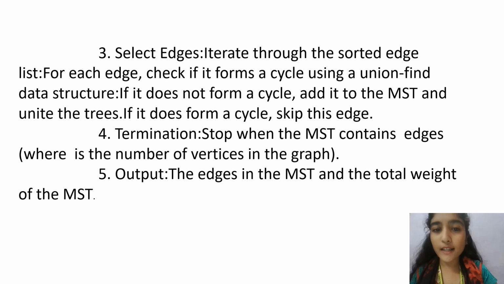The third step is select edges. Iterate through the sorted edge list. For each edge, check if it forms a cycle using a union-find data structure. If it does not form a cycle, then add it to the MST. If it forms a cycle, skip the edge. Here we can observe clearly this very important point. If it does not form a cycle, we add it to the MST. If it forms a cycle, then we skip it. The fourth step is termination. Stop when the MST contains V minus 1 edges, where V is the number of vertices in the graph. And the fifth is the output: the edges in the MST and the total weight of the MST.